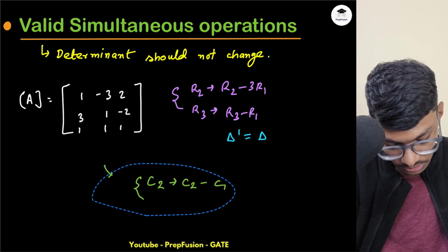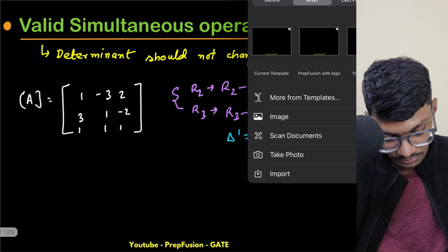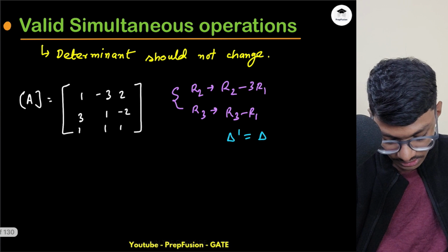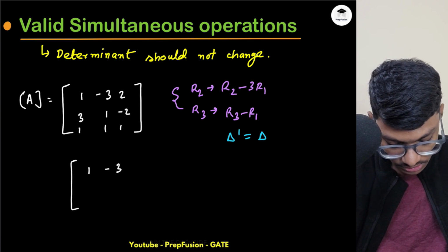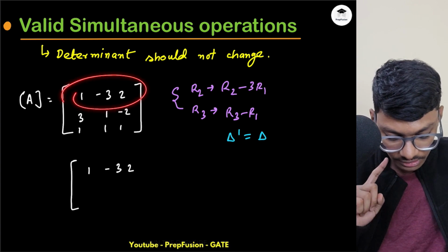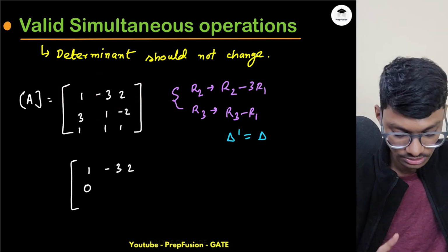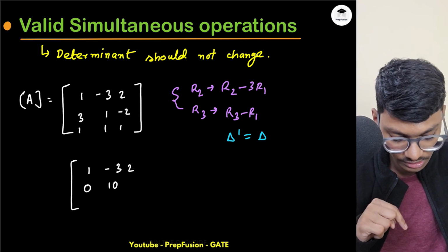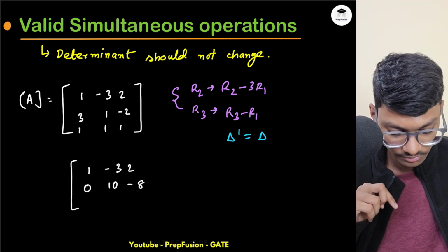So let me write this. I will write this on the next page so that you can understand this better. Let me write the resultant matrix over here. The resultant matrix will be minus 3, 2. I'm multiplying 3 with this and then subtracting, right? So 3 times 1 is 3, which is getting subtracted, that is fine. 3 times minus 3 is minus 9, which is getting subtracted, it will become 10. 3 times 2 is 6 and it is getting subtracted, so it will become minus 8.